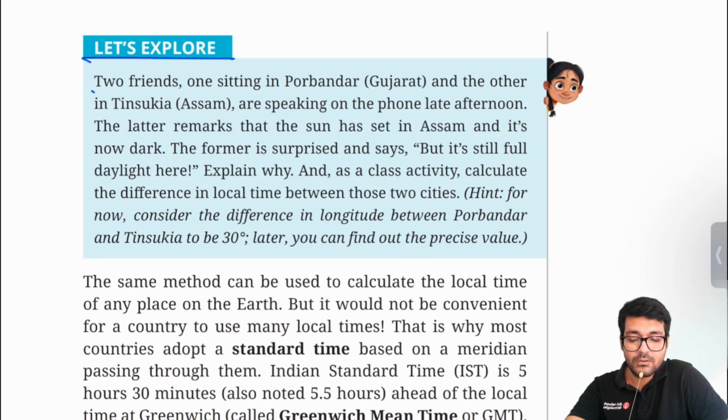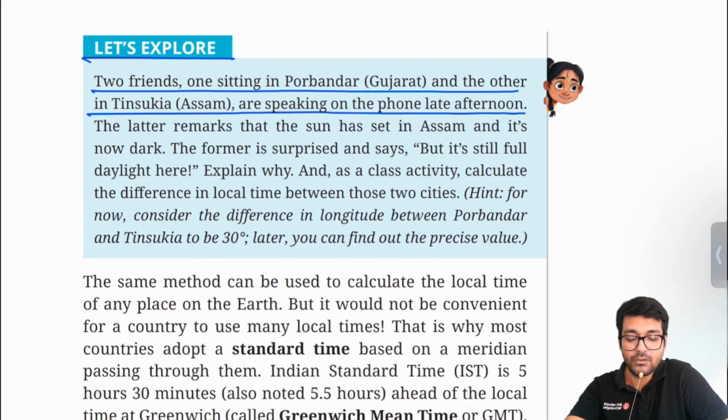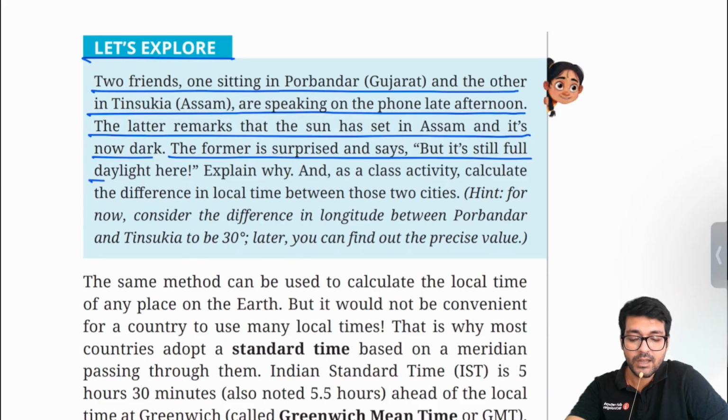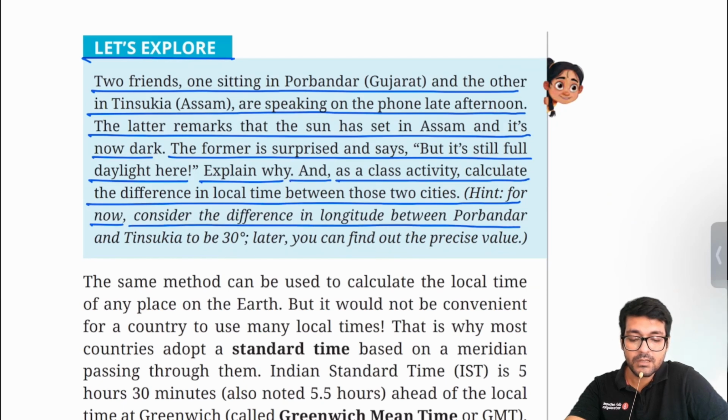Let's explore. Two friends, one sitting in Porbandar, Gujarat, and the other in Tinsukia, Assam, are speaking on the phone late afternoon. The latter remarks that the sun has set in Assam and it is now dark. The former is surprised and says, "But it is still full daylight here." Explain why. And as a class activity, calculate the difference in local time between those two cities. Hint: for now, consider the difference in longitude between Porbandar and Tinsukia to be 30 degrees. Later, you can find out the precise value.